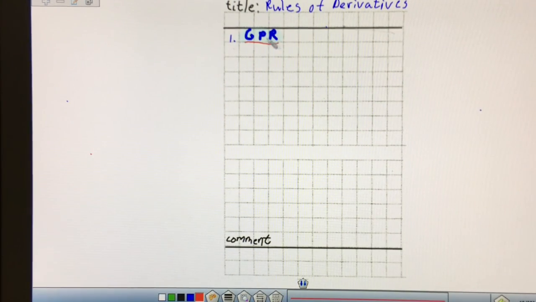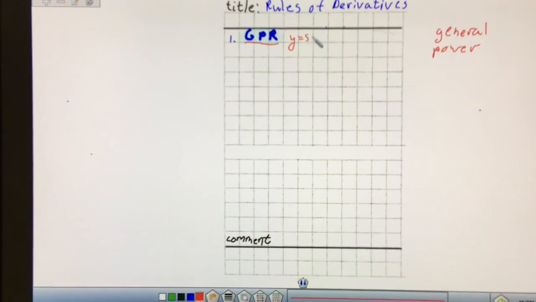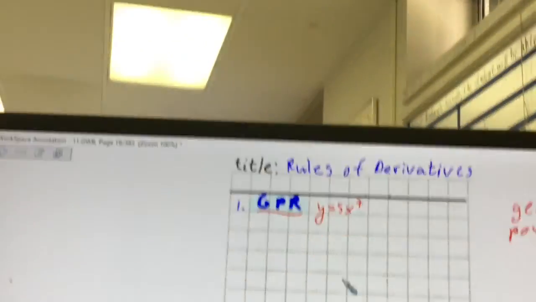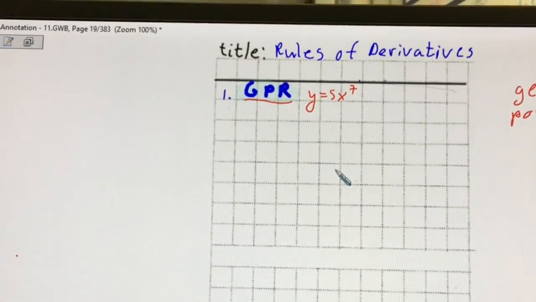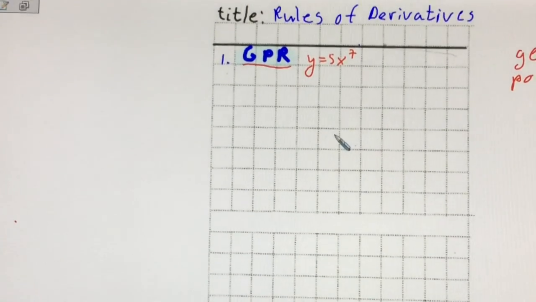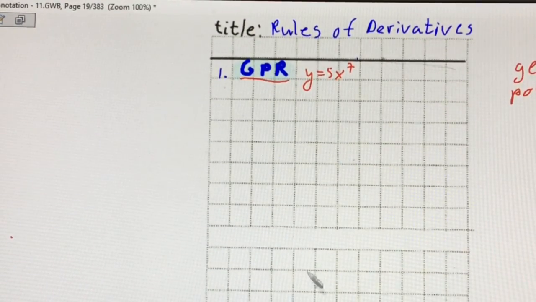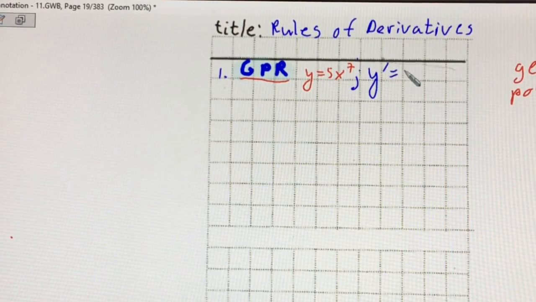All right, the first rule, GPR, that's called the general power rule. And I'm going to start off with an example instead of a note. So if I have y equals 5x to the 7th power, and I want to take the derivative of that, I'm going to use something called the general power rule. So that's going to be the derivative y prime equals 7 times 5, 35x, and then I subtract 1 from the 7 to the 6th power.